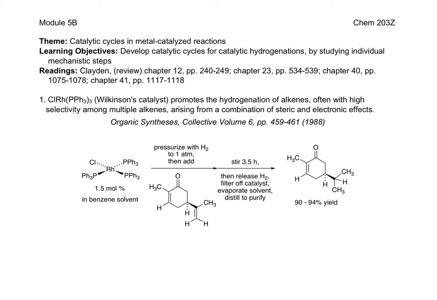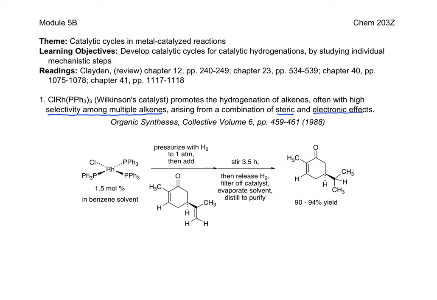One of the benefits of using a soluble catalyst, such as Wilkinson's catalyst, is that these catalysts tend to have better selectivity for alkenes that are more electron-rich and less sterically hindered.